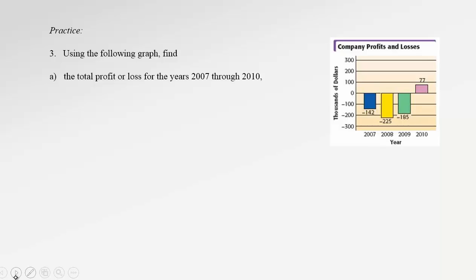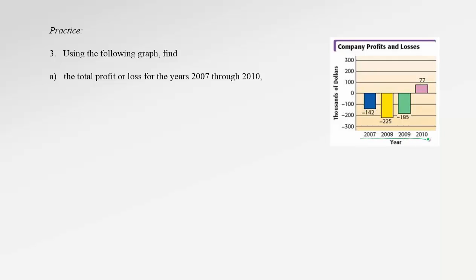And the last example that I want to show you is an application problem. We have a diagram that represents company profits and losses during certain years. The vertical scale is in thousands of dollars. So the number 77 tells us that in this particular year, 2010, the company's profit was $77,000. Now we need to answer the question: the total profit or loss for the years 2007 through 2010.